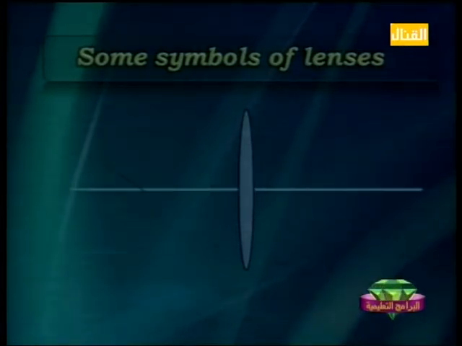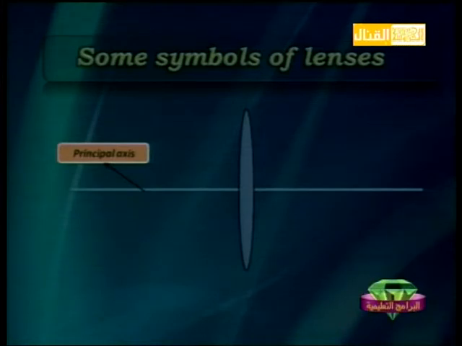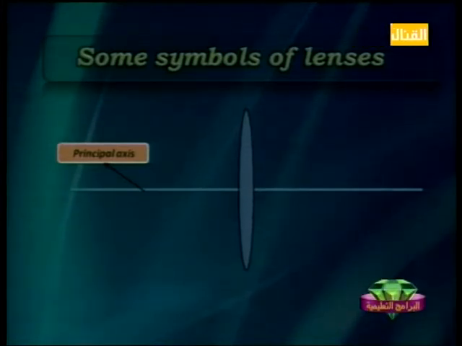Like what? If I have a lens like this, it is a convex lens, or if I have a concave lens, we have this straight line that is called what? That is called the principal axis. Again, we have this straight line that passes through the midpoint of this piece, called the principal axis, and it is a straight line.